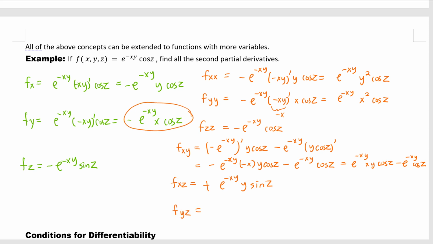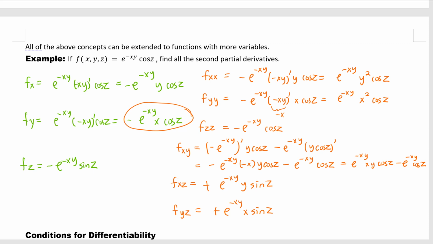fyz, we take the derivative of this guy with respect to z. Well, that is minus e to the minus xy x. The derivative of cosine z is minus sine z, so we flip the sign to positive. And that's it. So far so good.